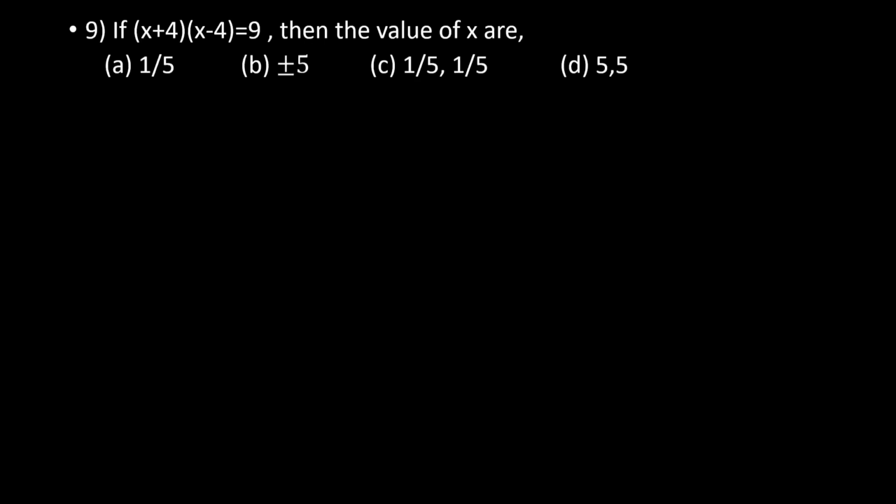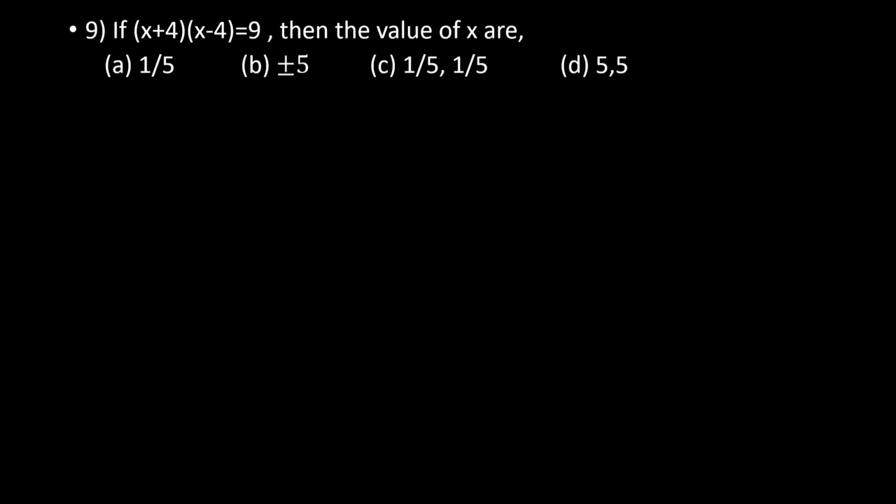9th one: if x plus 4 into x minus 4 is equal to 9, then the value of x is. Options: 1 by 5, plus or minus 5, 1 by 5, 5. Here we need to find the roots. Like this question we did before, but that was equal to 0. Here we don't have equal to 0, so we can't equate separately.